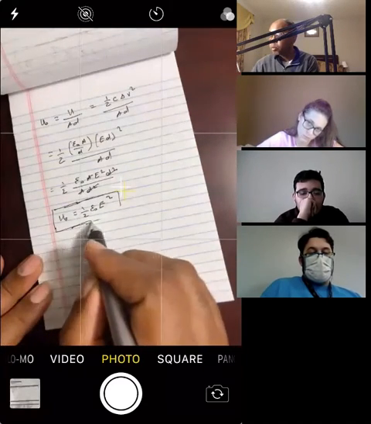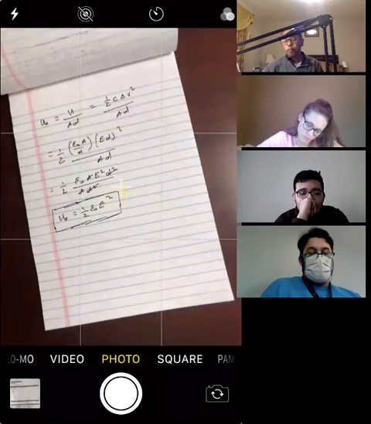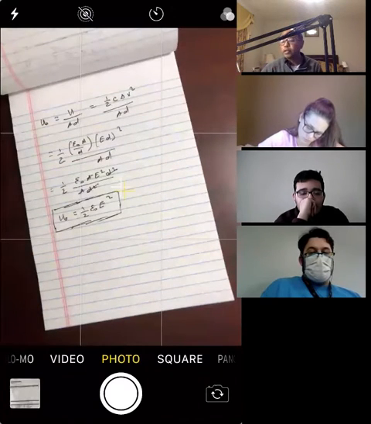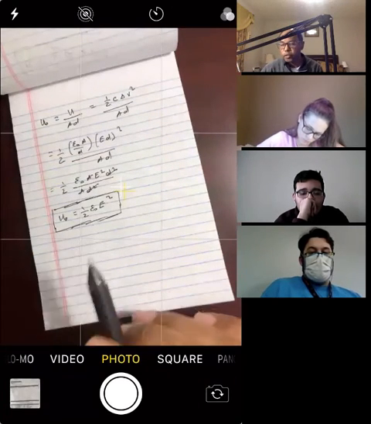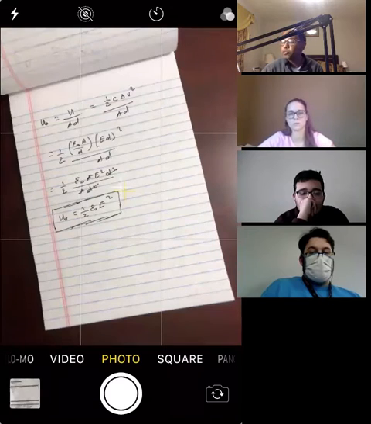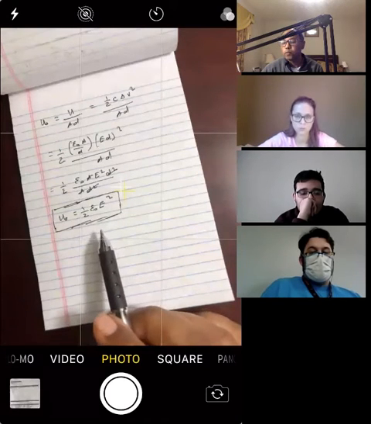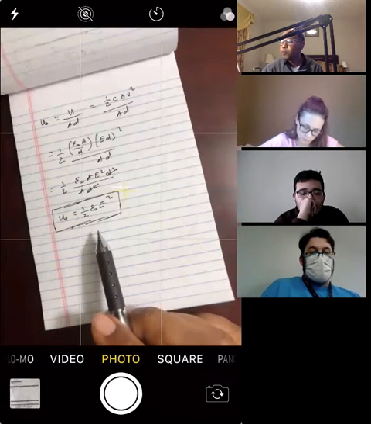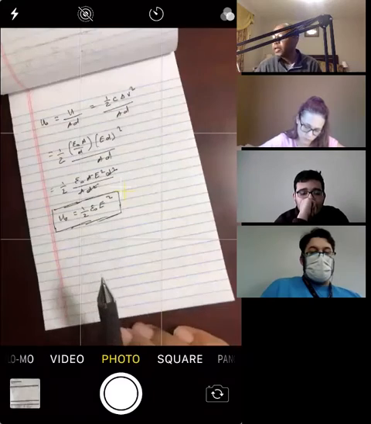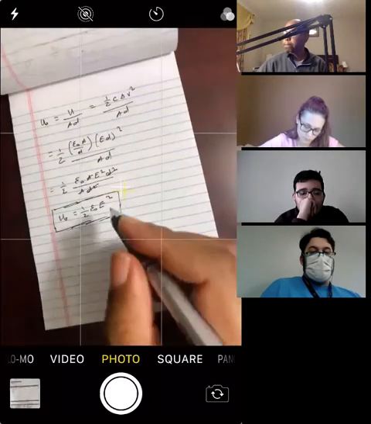This is a very general formula. At any point where the electric field is E, the electrical energy density per unit volume is given by this formula. So this formula is a very general formula. We're going to see that later when we study electromagnetism.